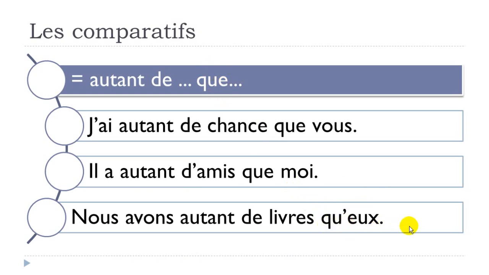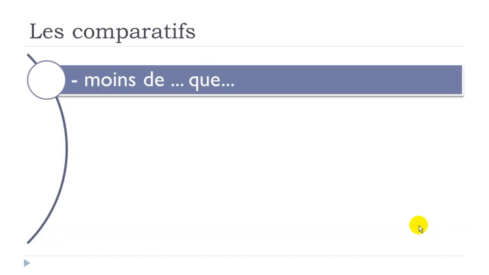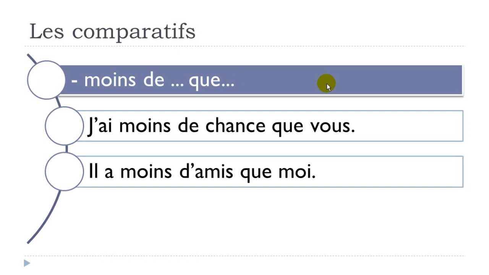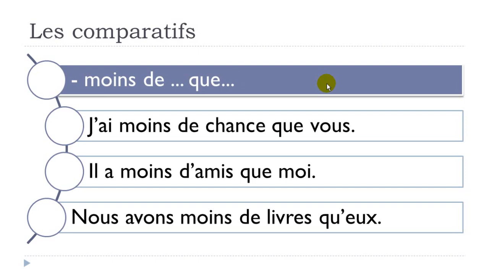Then if you want to say less, it's moins in French. So no discussion about the S here. Don't pronounce it. Moins de, and then you put your noun, que, than, and the rest of the structure. So let's see. J'ai moins de chance que vous. Il a moins d'amis que moi. Nous avons moins de livres qu'eux. All right, so that's it.